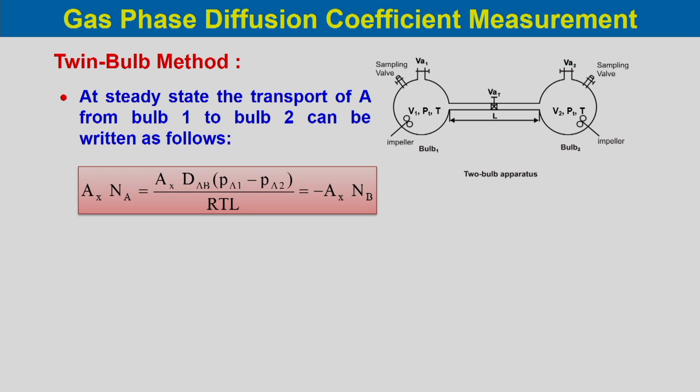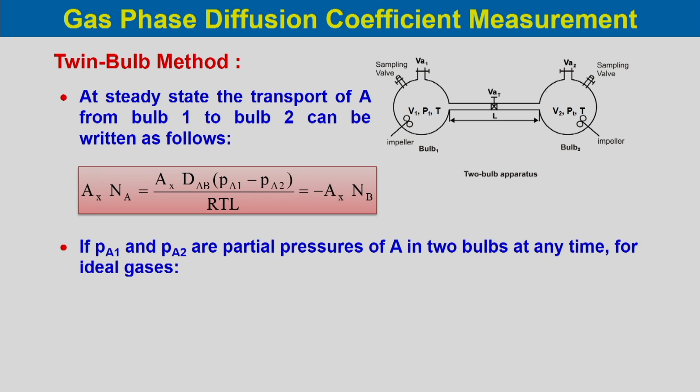Ax, the cross sectional area of the tube, into the molar flux of component A, NA, would be equal to Ax DAB (PA1 minus PA2) divided by RT into L, which is equal to minus Ax into NB. Since this is equimolar counter diffusion, NA would be equal to minus NB, because component B is diffusing in the opposite direction.